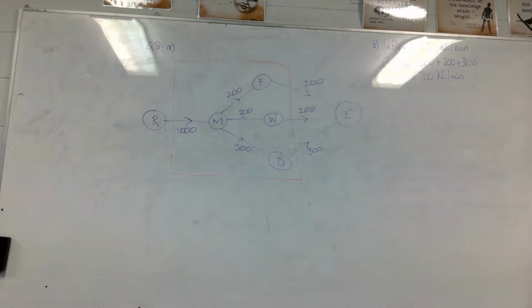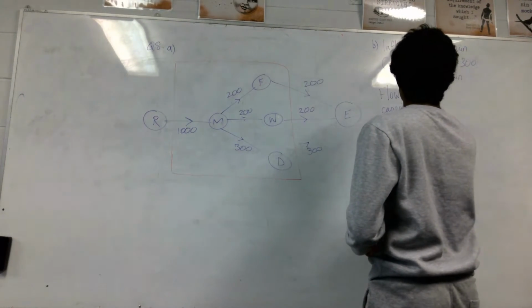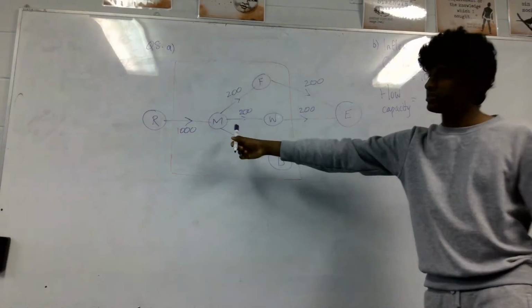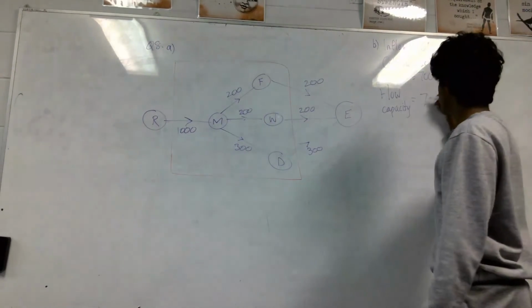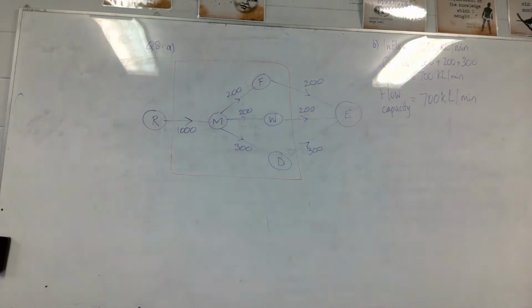Which means the flow capacity of our network, at any given point where we don't overflood the system, because we're working with water, is 700 kiloliters per minute. This 700 is our maximum flow capacity. So that's part B.